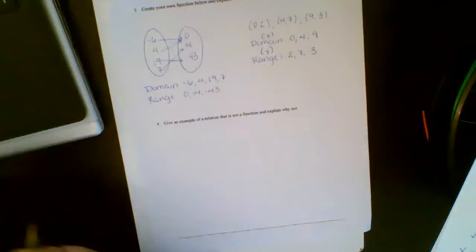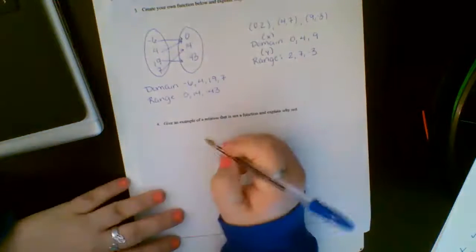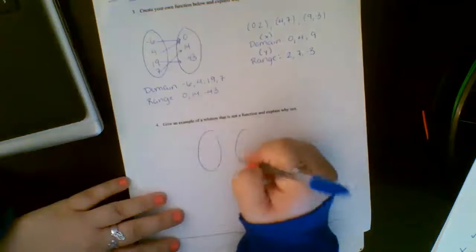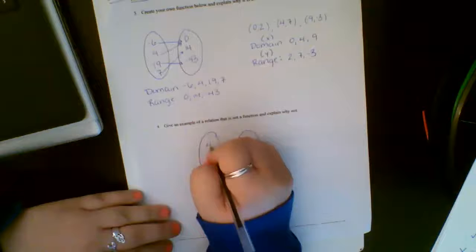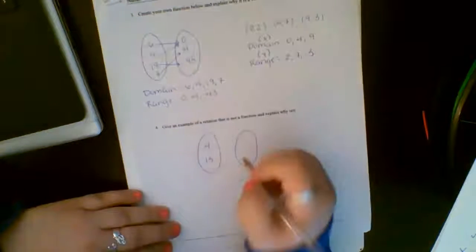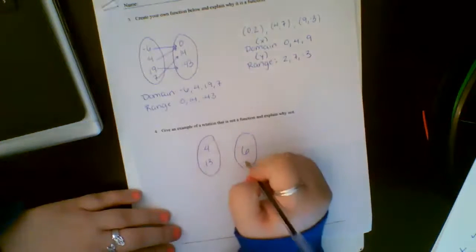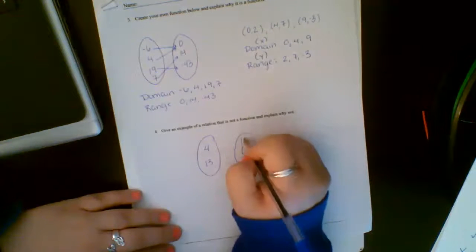Give an example that is not a function and explain why. I'm only going to do one here because hopefully above we understand what domain and range is. And I'm going to do a mapping. And we want to make one that's not a function. So for something not to be a function, at least one input has to be mapped to multiple outputs. So let's say my inputs are 4 and 13, and my outputs are 6, 7, and 15.